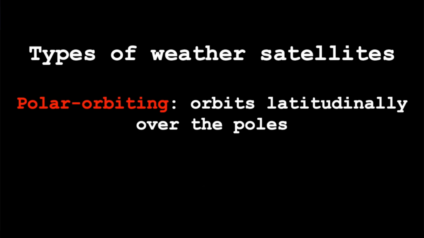This is where the second type of weather satellite comes in, which are called geostationary satellites. Geo meaning Earth, stationary meaning not moving.